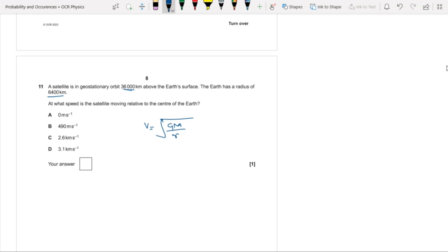over r, with M the mass of the Earth. That's not given, but that should be in your formula sheet or the constant sheet. So quickly calculating this, G is 6.67 times 10 to the power minus 11 multiplied by the mass of the Earth, that is 5.97 times 10 to the power 24, divided by the radius, that is 36,000 plus 6,400, that is 42,400 kilometers, multiplied by 10 to the power 3 to give us meters.